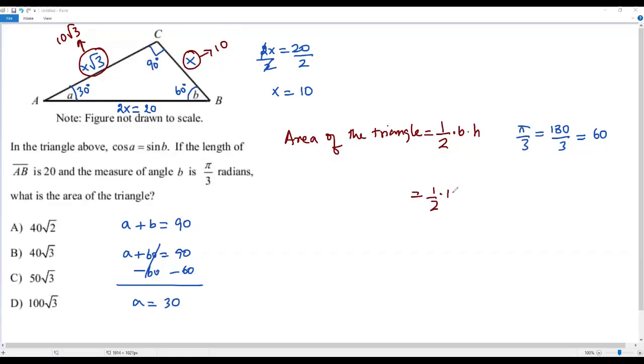Okay, when I do so, 1/2 times for base we have 10. We can plug in 10 for base and the height 10 times square root of 3. Okay, here 2 goes into 2 one time and 2 goes into 10 five times. Then we have 1 times 5 is 5. 5 times 10 square root of 3 is 50 square root of 3. Therefore, the area of the given triangle is 50 times square root of 3. We find this exactly in answer choice C. The correct answer choice for this question is C.